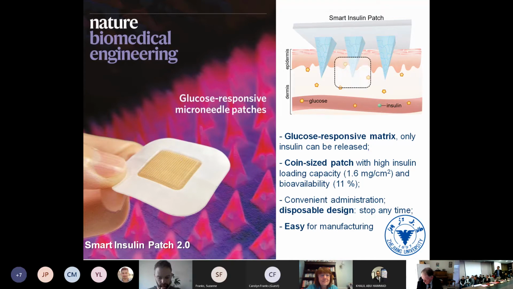That means you can load sufficient insulin there to enhance the loading capacity. Meanwhile, if people feel uncomfortable, you can stop the usage anytime. You can just remove the patch, potentially reducing the side effects. And the whole manufacturing process is now also quite a bit easier.